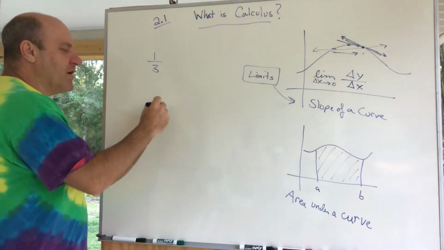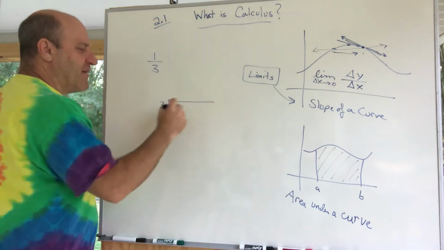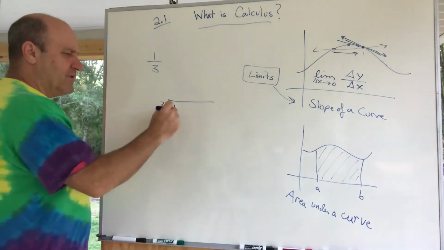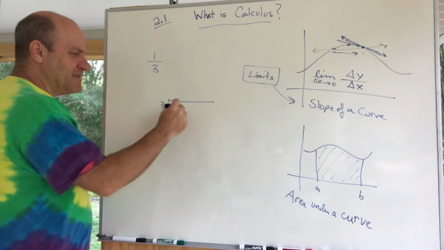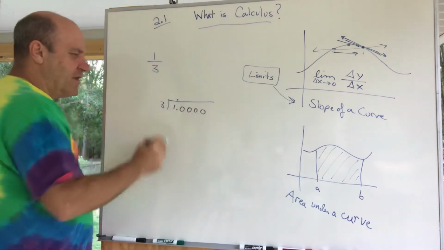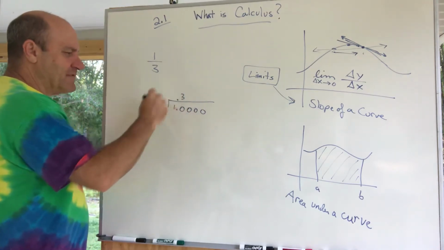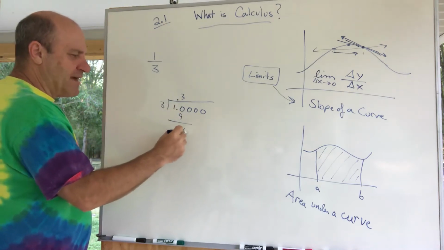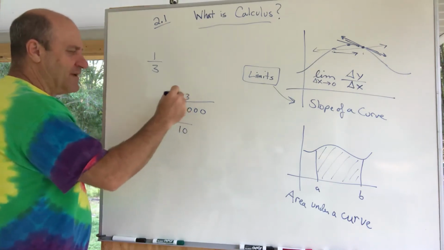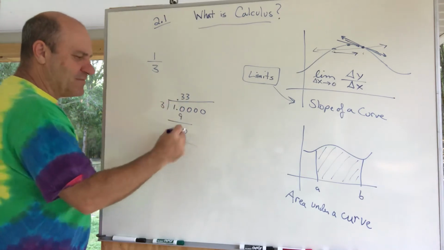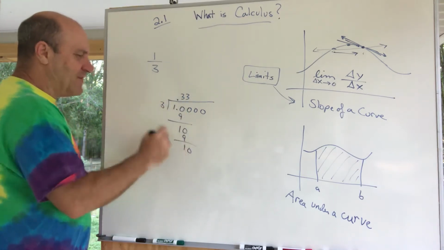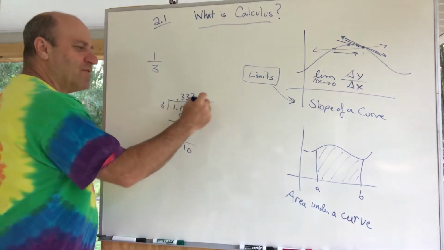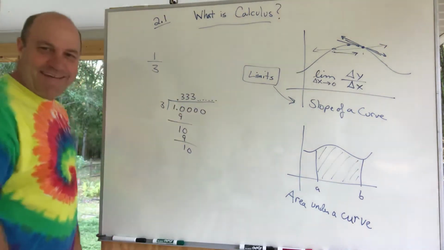Well, you probably know the answer, but you take 3 and you divide it into 1, and you put a decimal point there, and you add as many zeros as you want. 3 goes into 10 3 times. 3 times 3 is 9. You subtract, you get a 1. You bring down the 0. 3 goes into 10 3 times. You bring a 9. You subtract, you get a 1. You bring down the 0. 3. And so how long do you want to do that?